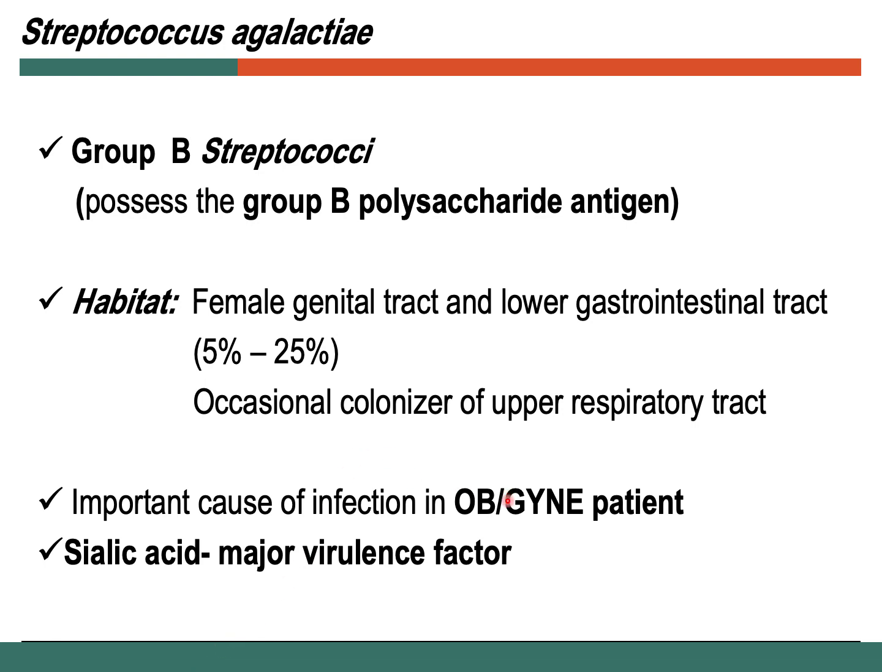This is an important cause of infection in OBGYN patients because pregnant women should be screened for this organism. We call it GBS screening. This is usually done at 35 to 37 weeks of gestation, approximately 6 to 7 months of pregnancy, to detect whether the mother is a carrier of Streptococcus agalactiae or not, because Streptococcus agalactiae can cause neonatal meningitis in the baby.